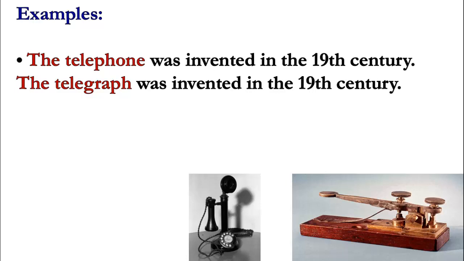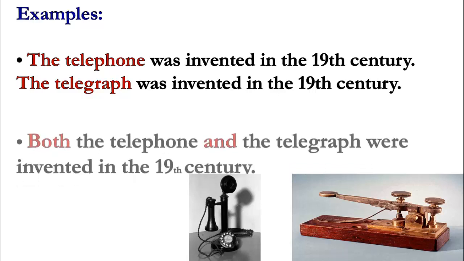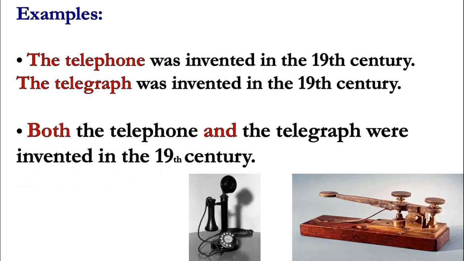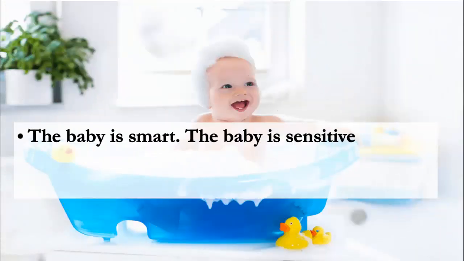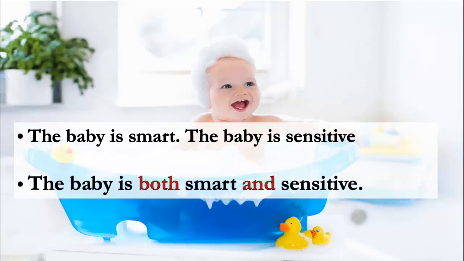Let's practice more here. As we have said, the telephone was invented in the 19th century. The telegraph was invented in the 19th century. Can you do this alone as we have done it? That's right. So both the telephone and the telegraph were invented in the 19th century. The second one, the baby is smart, the baby is sensitive. So here we have one subject, but we have two different adjectives. Excellent. It's going to be the baby is both smart and sensitive.